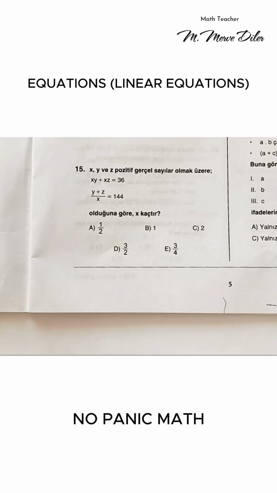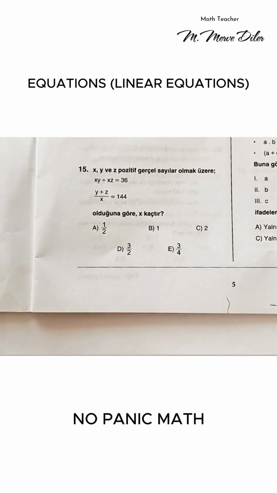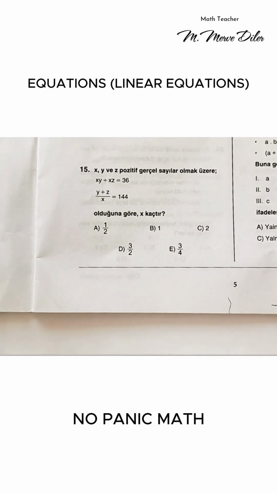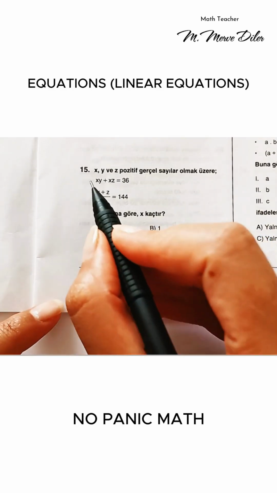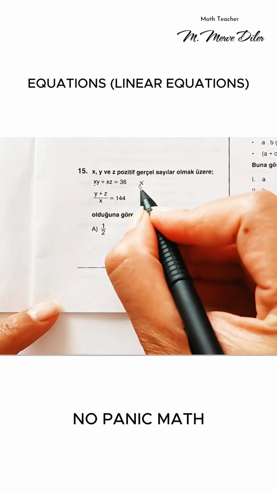Hi guys, given that x, y, and z are positive real numbers, we have been given two equations, but what is being asked from us is the value of x. Okay, first of all, guys, look at the first equation. Look, what are we going to do here? First, let's factor out x and tidy things up, okay?